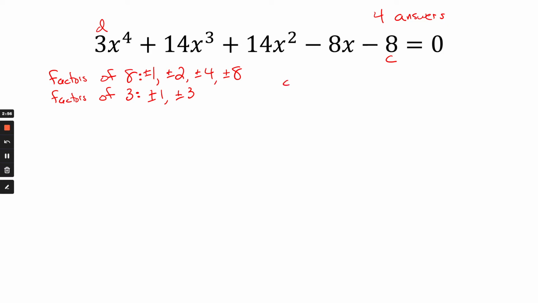Now our choices for C over D. Basically what I'm going to do is just go through each C value and then put it over each D value. So 1 over 1 is just 1. 1 over 3 is 1/3. 2 over 1, 2 over 3. 4 over 1, 4 over 3. 8 over 1, and 8 over 3.